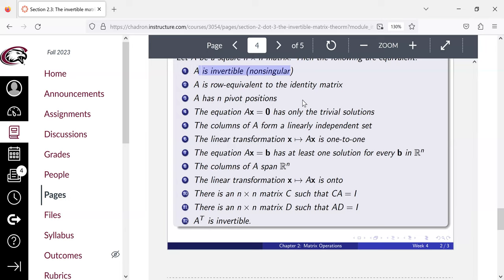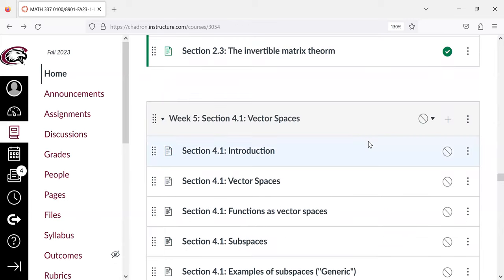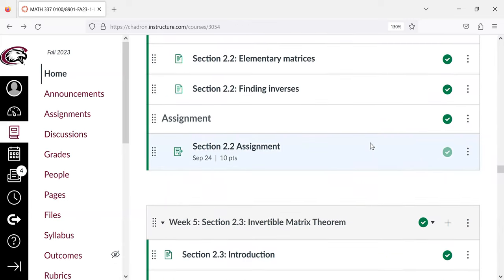And very slightly early, but that's it for today. There's no homework on the invertible matrix theorem. There is a homework on inverses. Is that up? That is up. So obviously I think you should focus on studying for the test.